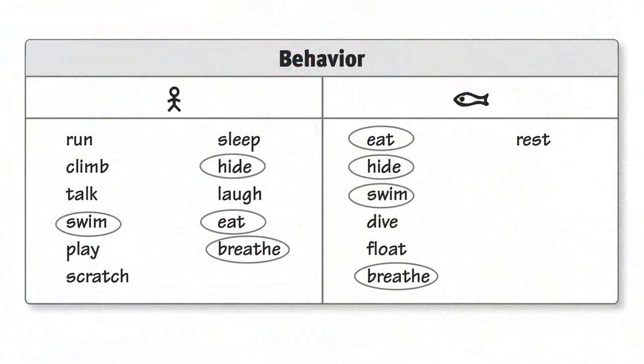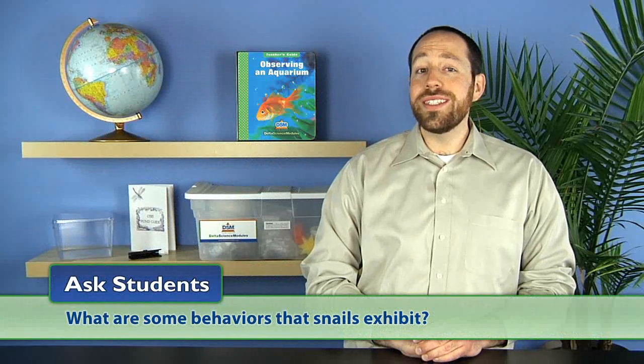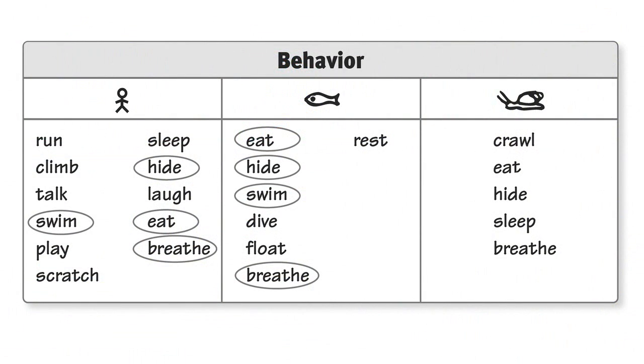To begin the activity, call students' attention to the behavior chart from Activity 8. Review the behaviors that people and platys exhibit. Then add a third column to the chart and draw a snail at the top of the column. Ask students, what are some behaviors that snails exhibit? Answers may include crawling, eating, hiding, sleeping, and breathing.